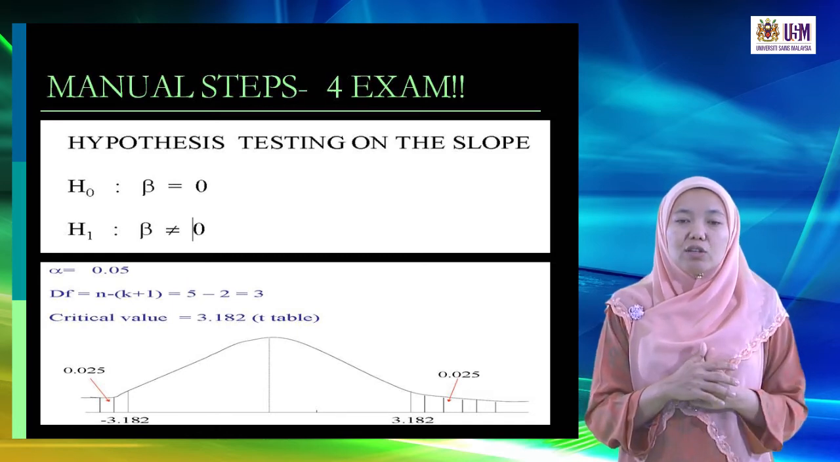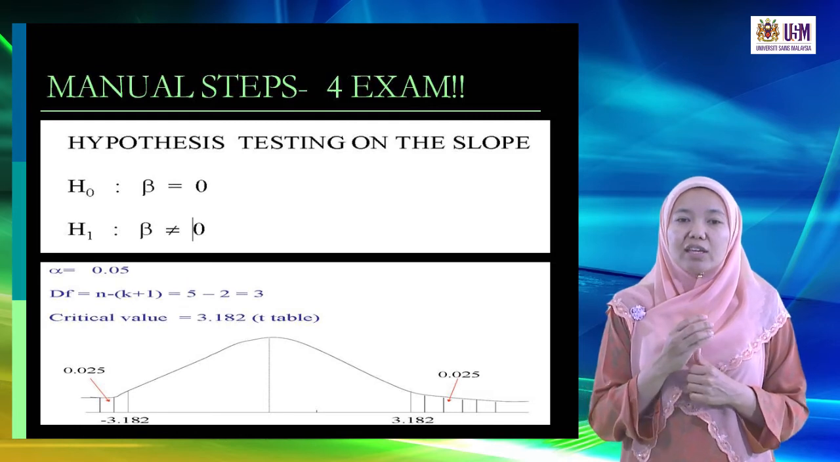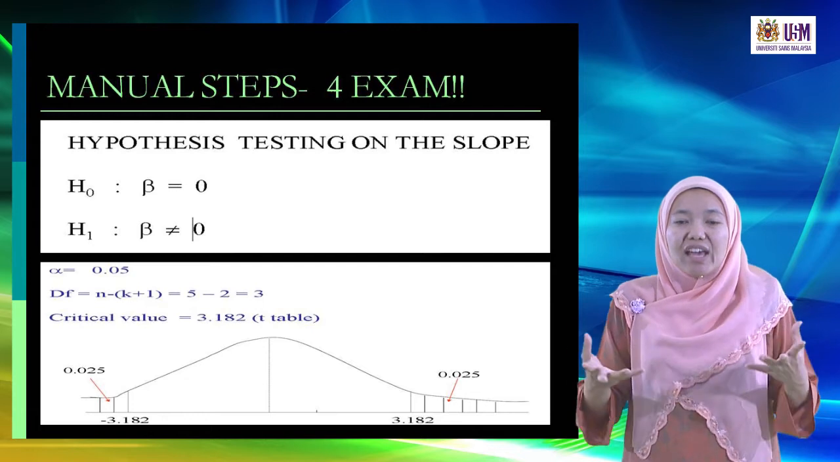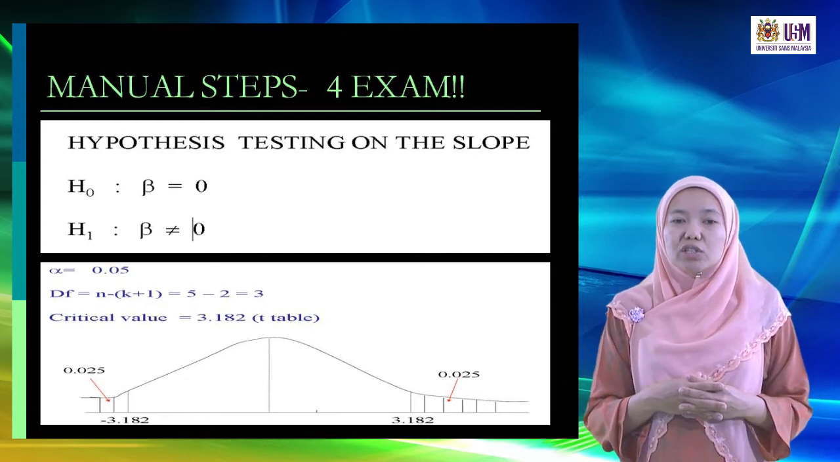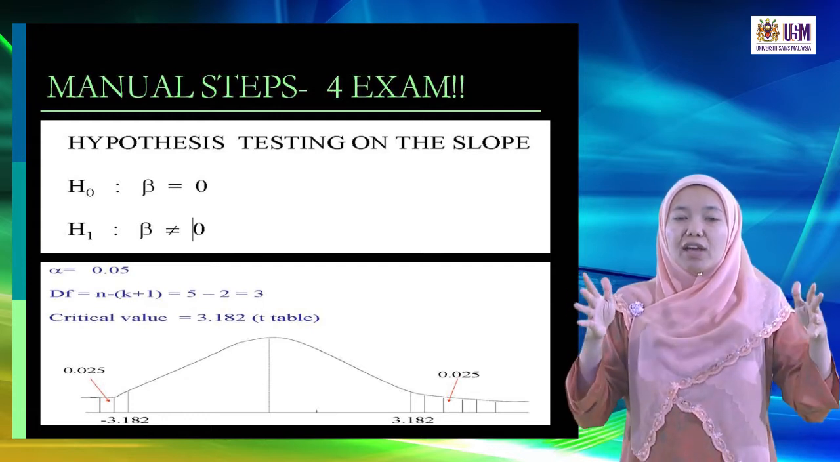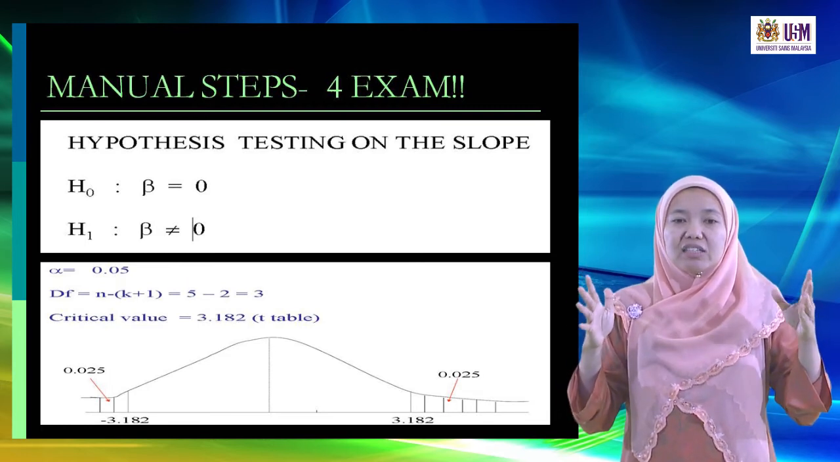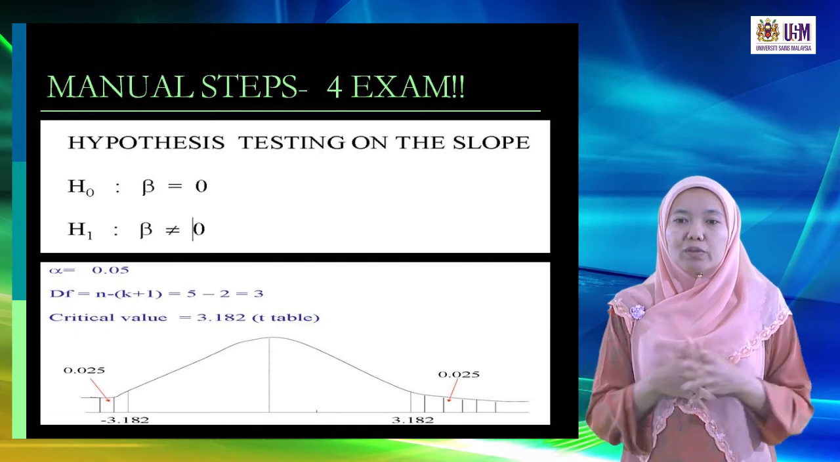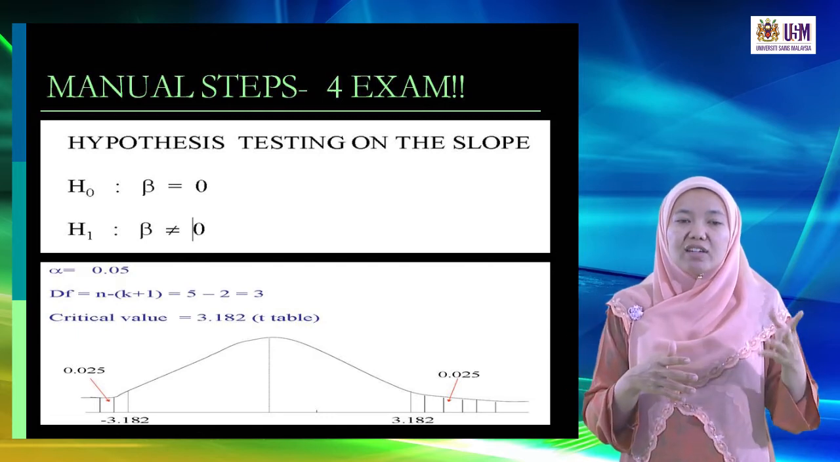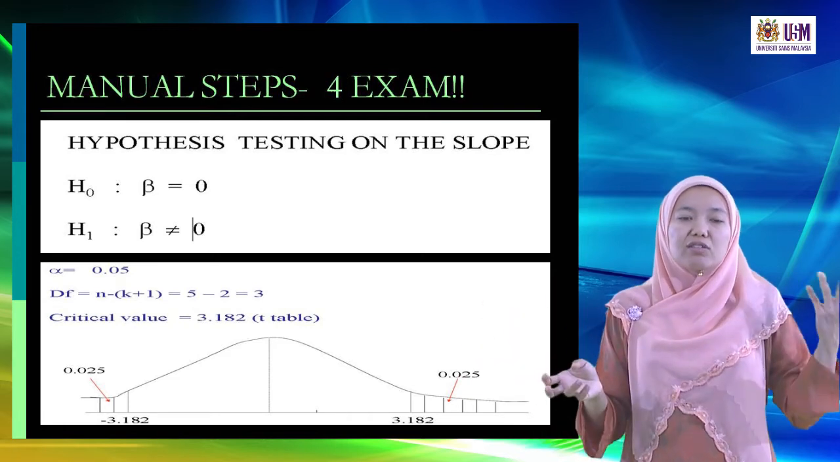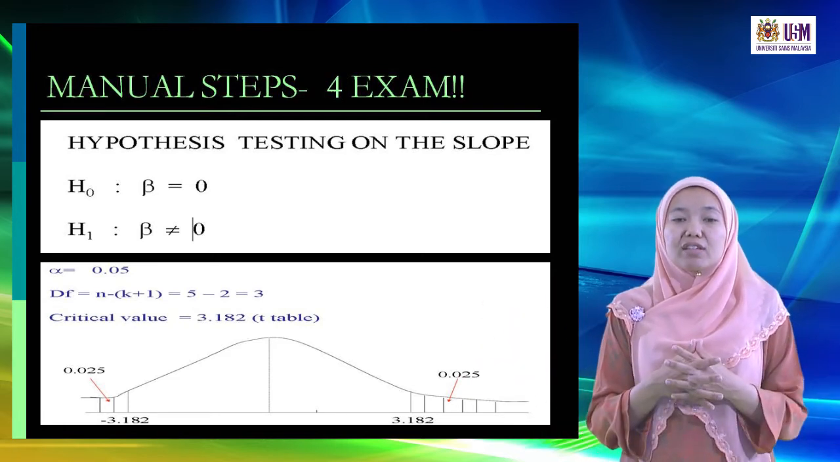So the critical value, by looking at the t-table, is 3.182. It's a two-tailed test. If you were to sketch the t-distribution, the critical values for you to accept or reject will be plus or minus 3.182, with a rejection area of 0.025 on the right-hand side and 0.025 on the left-hand side.